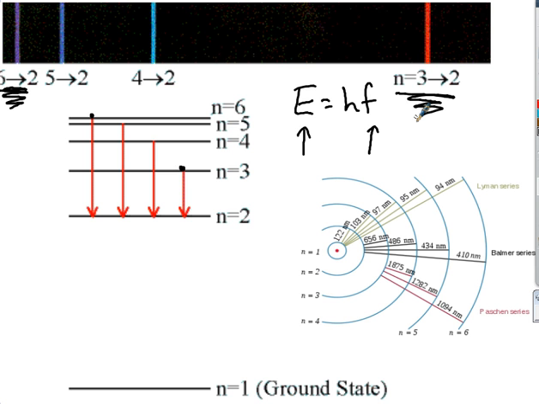So this is what is called the Balmer series. And we can actually calculate, based off the frequencies of light that are emitted, the wavelengths and determine the wavelengths that we should actually observe.